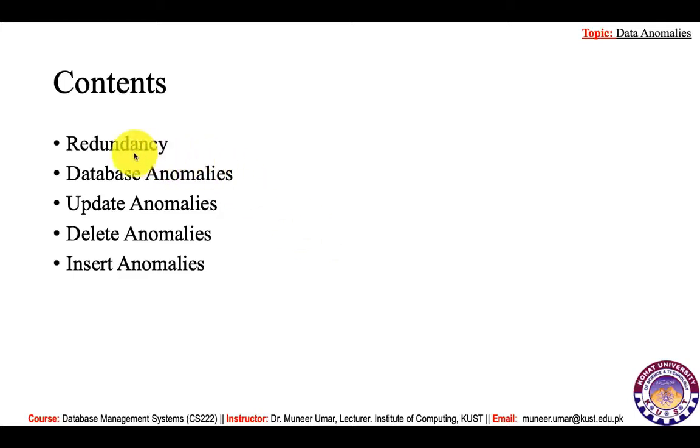First we will study about redundancy. By redundancy we mean the repetition of data in a database. This could be in a single table or in multiple tables. Then we have the definition of database anomalies or data anomalies. Actually, by anomalies, we mean the abnormalities of data inside a database. Then we have three types of anomalies: update anomalies, delete anomalies, and insert anomalies.